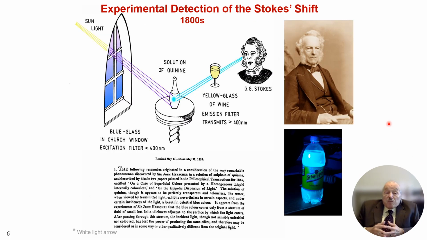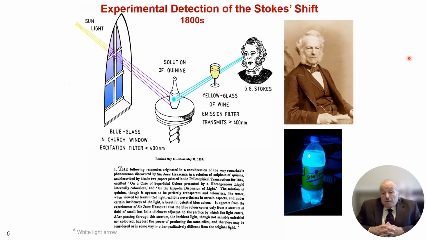A short time after that, another Brit named George Stokes pointed out something very interesting about fluorescence, and that is the color of the light coming from the fluorescent substance was not the same as the color of the incident light.